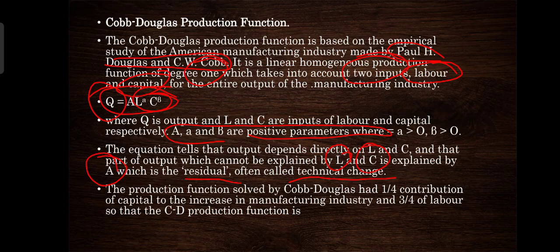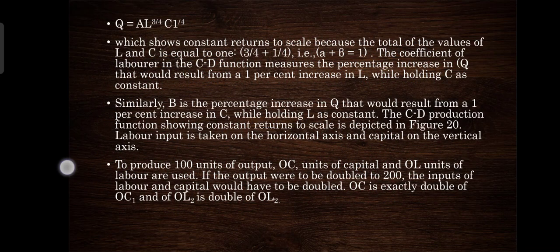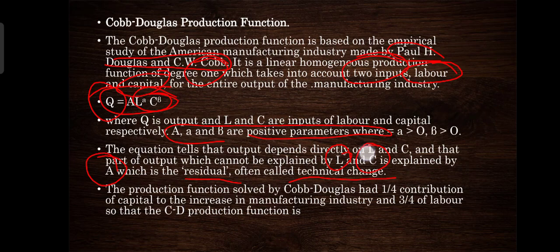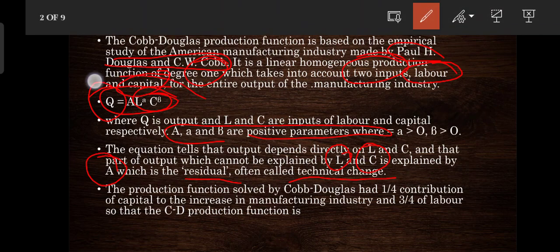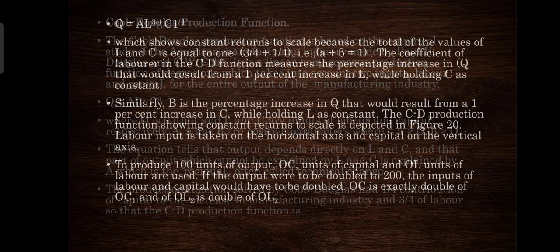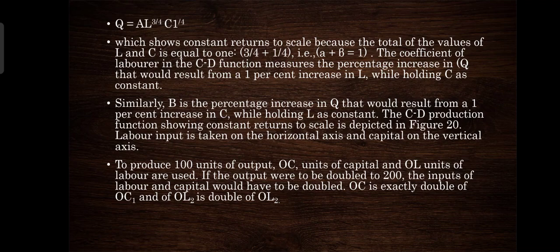So we can restate the general equation of the Cobb Douglas production function, that is Q is equal to A into L raised to alpha and C raised to beta. This can be replaced as Q is equal to A into L raised to 3 by 4, which is the contribution from labor, and C raised to 1 by 4, which is the contribution from capital. So I think it's clear for you.